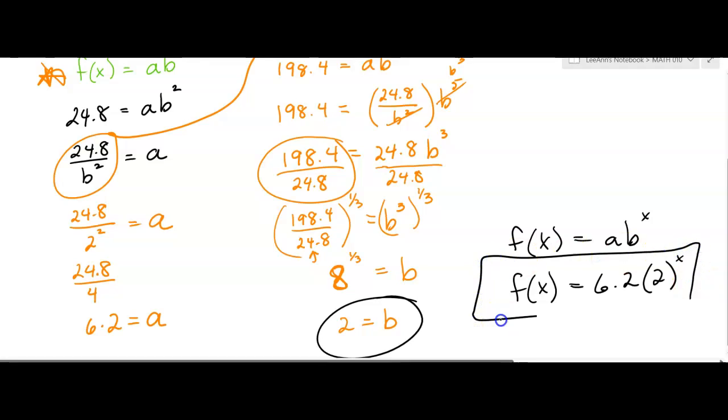Now, in the book they show you how to do it on a graphing calculator, and you can do that and look at that if you want. I just don't show that. One, I don't know where my graphing calculator is, and you're not required to have a graphing calculator for this class.